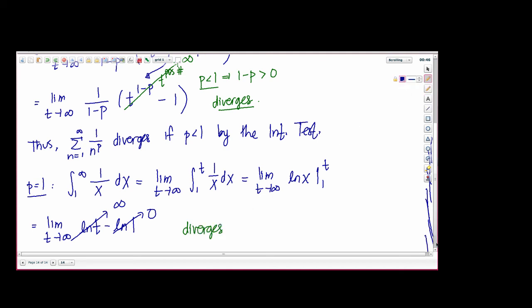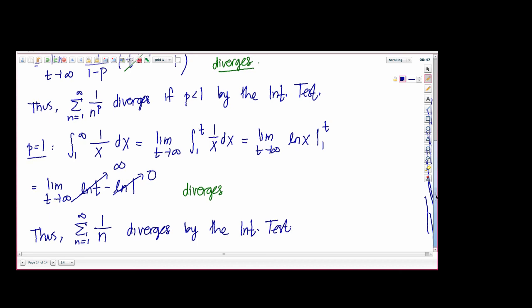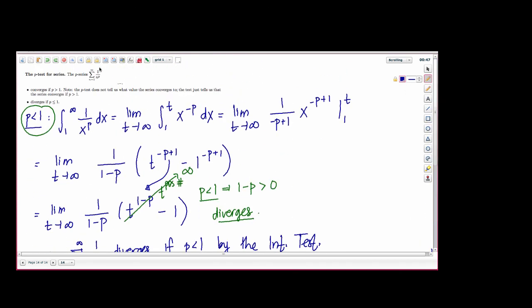So again, using the integral test, we conclude that the sum from n equals 1 to infinity of 1 over n, our harmonic series, diverges. To conclude, we have our p-test for series, which tells us that the p-series sum n equals 1 to infinity 1 over n to the p converges if p is greater than 1, and diverges if p is less than or equal to 1.